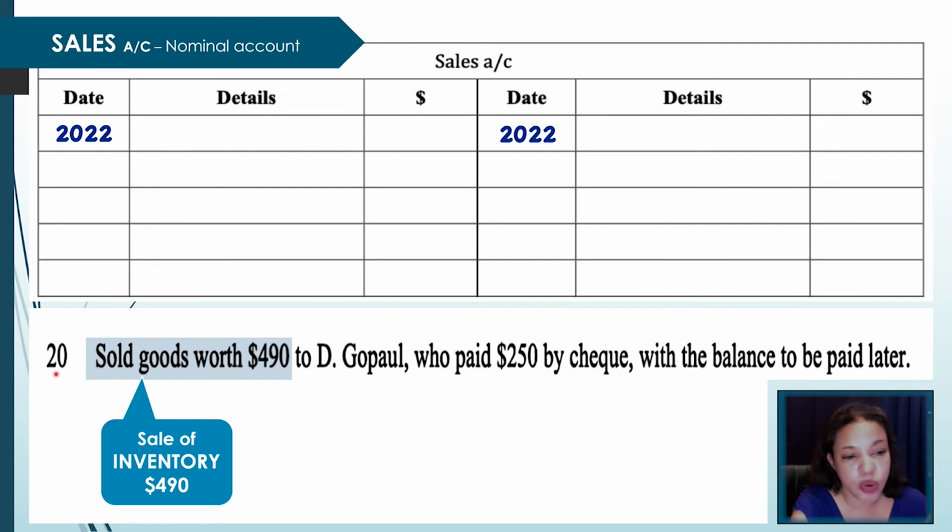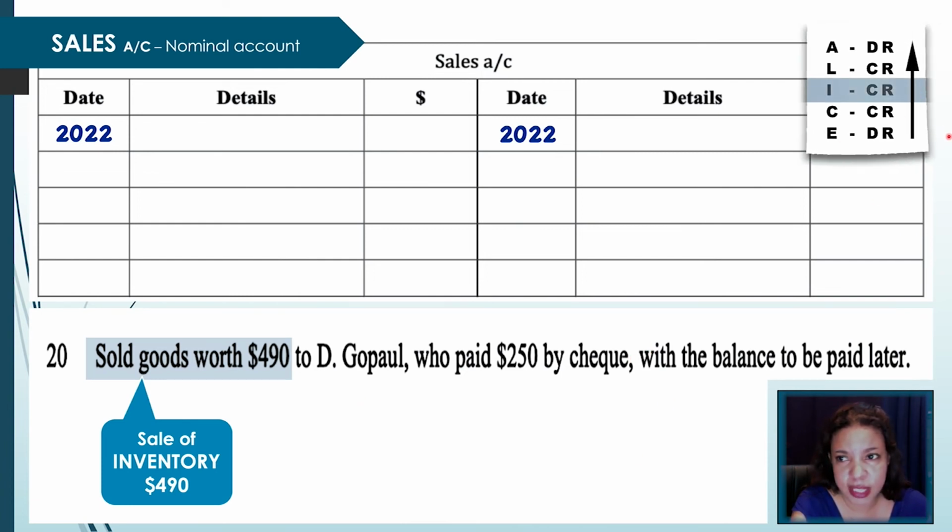So only one transaction, which is the 20th, sold goods. So this is our transaction. The goods were worth $490. So that means the full sales is $490. However, to go into the accounts, we need to know the other accounts, especially for the details, right? Now you'll remember what you do with sales.